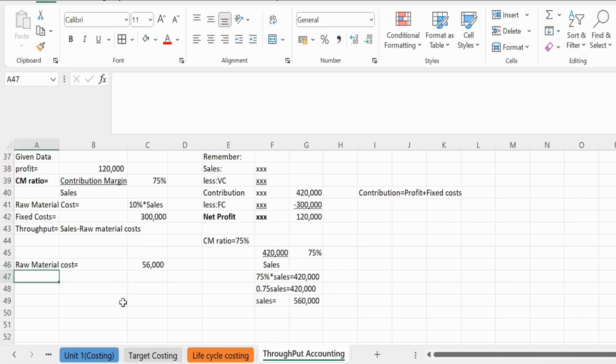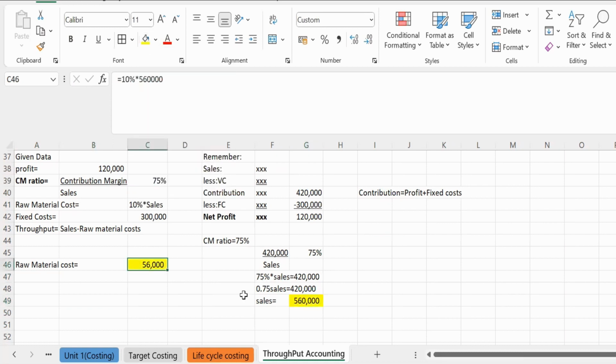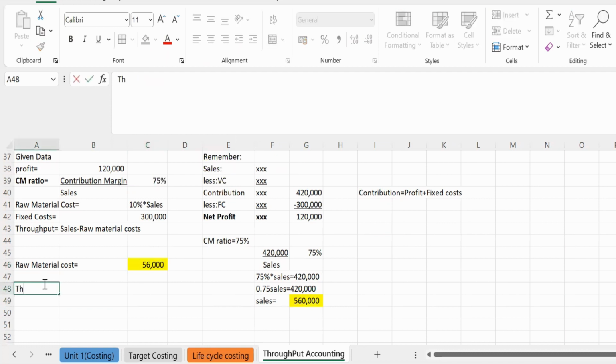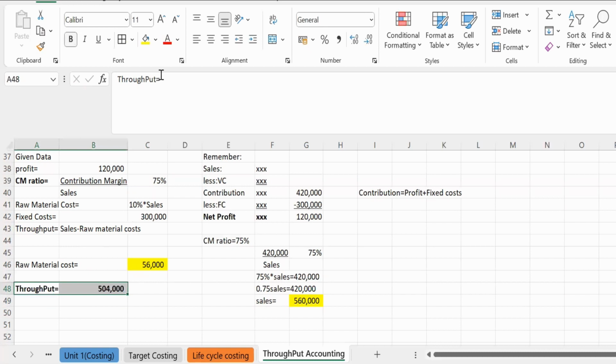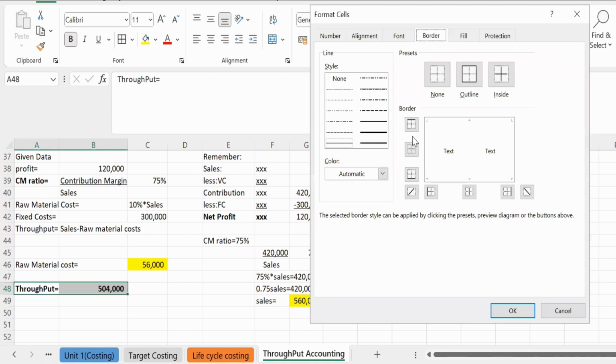So please remember this. This is my raw material cost, and I have this sales value. The data you need, I get now. I need this 560 and this 10%, which means I'm going to remain with 90%, which is throughput. Throughput will be equal to sales minus raw material cost, which is 56,000. So I get my throughput. This is the throughput the question was asking. Very, very simple.